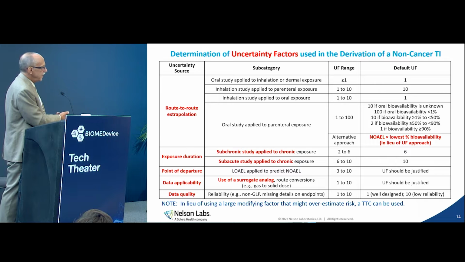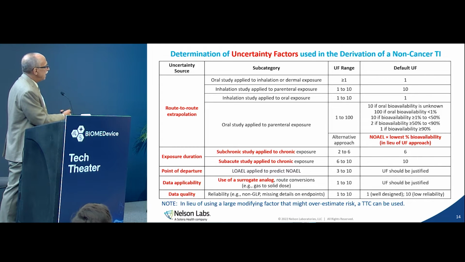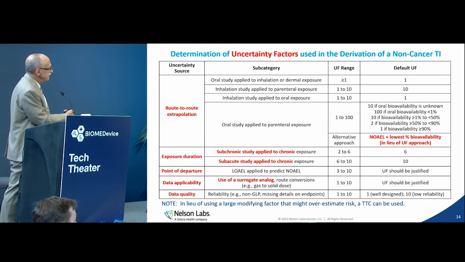Here are those default values now that they've come up with that are different from before. Most commonly, an animal study of a chemical is an oral study. To extrapolate to a systemic exposure, you have to account that the bioavailability or the oral absorption wasn't 100%. They give you 2 options. One is a tiered approach, 100 if the bioavailability is really small, less than 1%, 10 if it's between 1% and 50% orally bioavailability, and 2 if it's between 50 to 90.